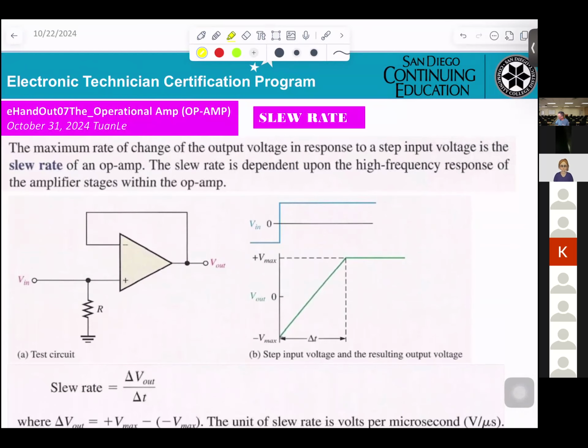Now, the maximum rate of change of output voltage in response to a step input voltage is the slew rate of the op amp. The slew rate is dependent upon the high frequency response of the amplifier stage within the op amp. Okay, so basically, if you're looking into that op amp, what type of op amp is this?